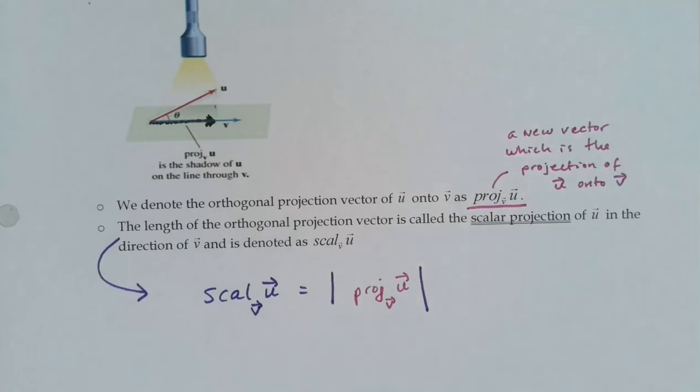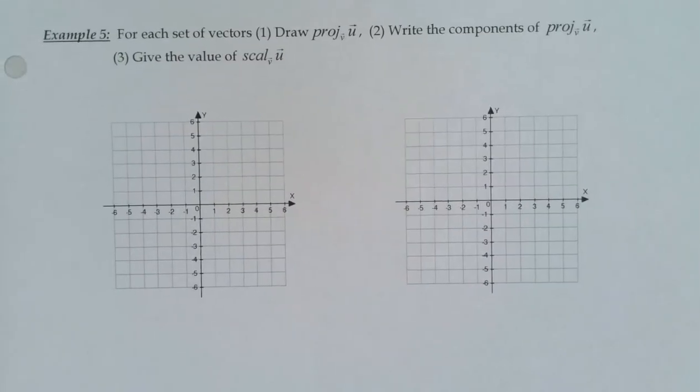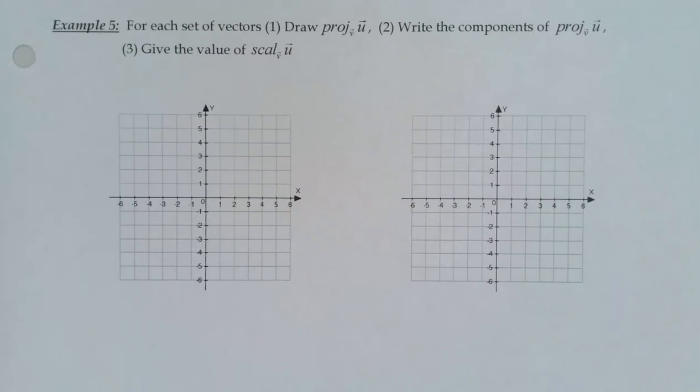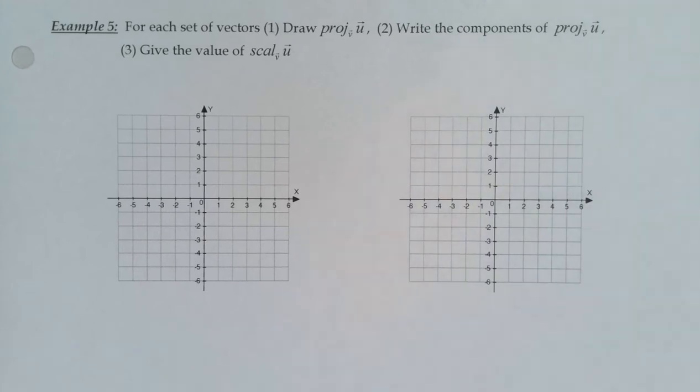All right, well, this doesn't mean much to us unless we go do a few of these. So let's go practice some examples. Okay. So starting off at the beginning, we have for each set of vectors, draw the projection of u onto v, write the components of the projection of u onto v, and then give the value of the scalar.